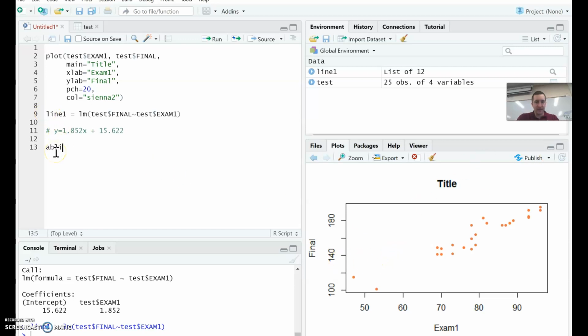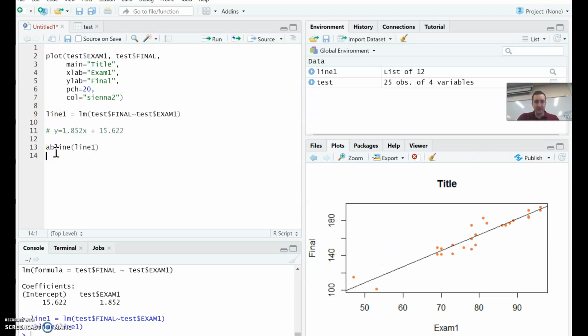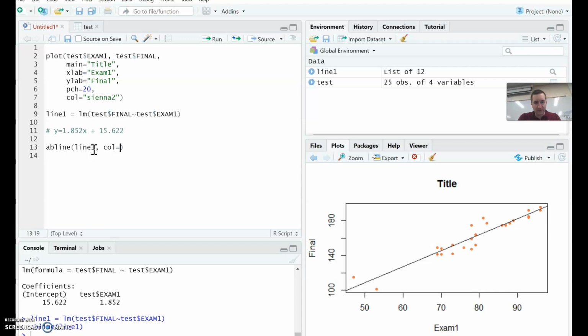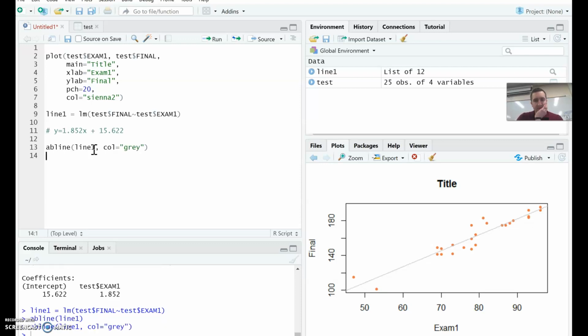All right, so now we need to actually get the line to show up. So let's say abline of line 1. That's how you get it to show up. There it is. You can change the color for that same way. Let's make this color, what would look good? I just like gray better, to be honest. I don't like the line of best fit to be so domineering.